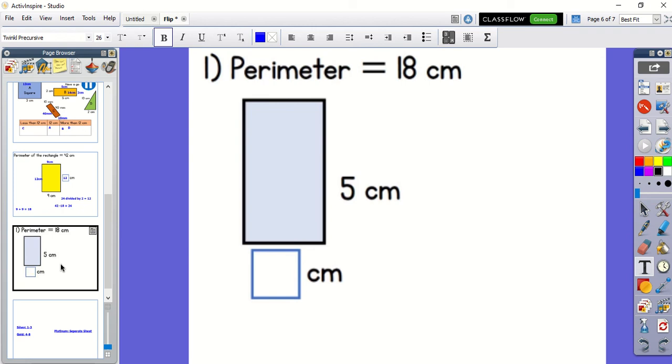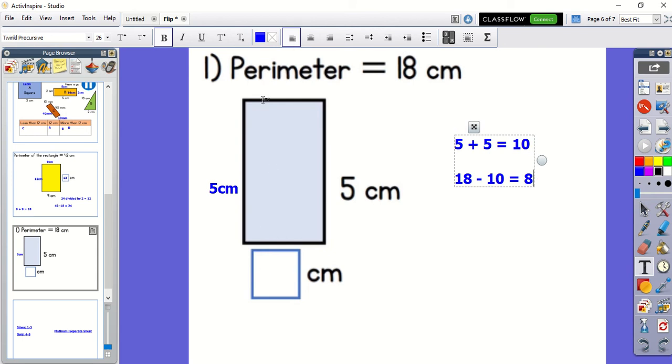And welcome back if you paused. So, we have here a perimeter of 18. We don't know what this side is, but we know this side is 5 centimeters. So the first thing you should have done is realise that side must also be 5 centimeters. 5 add 5 equals 10. So now I can do 18 take away 10 equals 8.